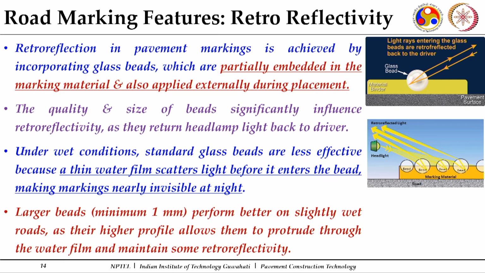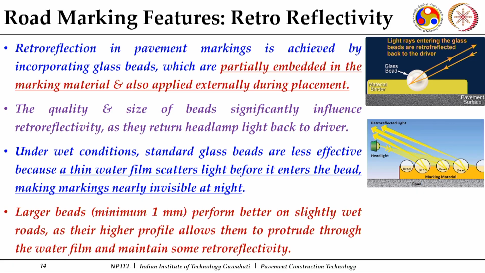Now, as mentioned, retroreflection in pavement markings is mainly achieved by incorporating glass beads, which are partially embedded in the marking material and also applied externally during placement. We discussed the two types of glass beads, one which can be incorporated and one which can be applied externally during placement. We have seen that gradation is important, and the specifications of these glass beads are important. The quality and size of beads significantly affect retroreflectivity, as they return headlight back to the driver.